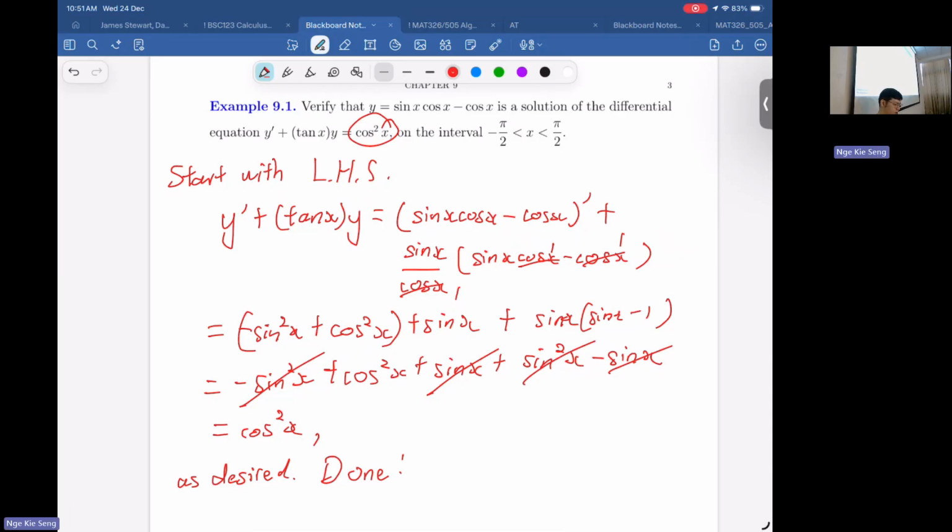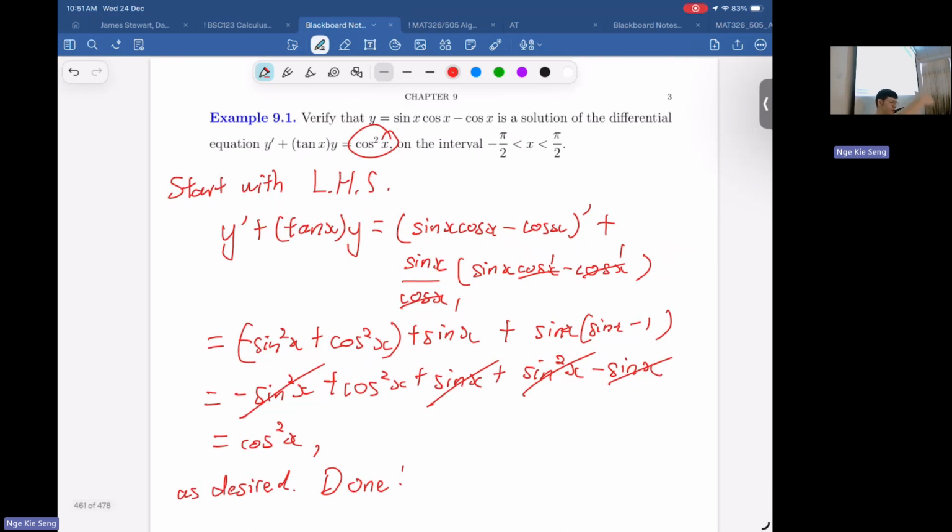Any question so far for this? So it satisfies the equation, the differential equation. It is the solution. Why is it a differential equation? There's a derivative inside your equation. So this is a first order differential equation, DE, sometimes we call it. Or actually, it's an ODE, ordinary differential equation, because it's the normal, just one direction.